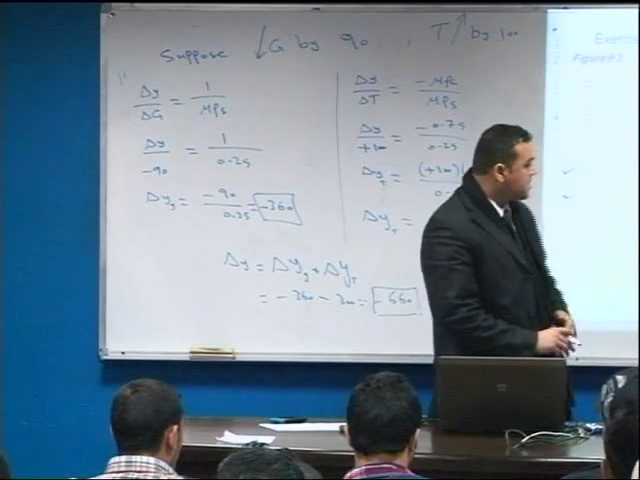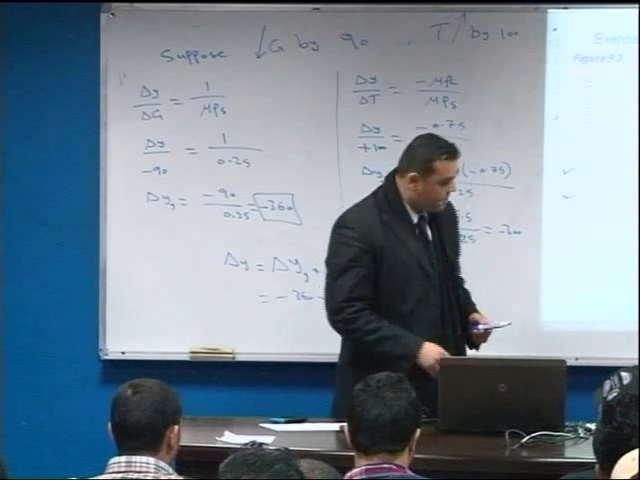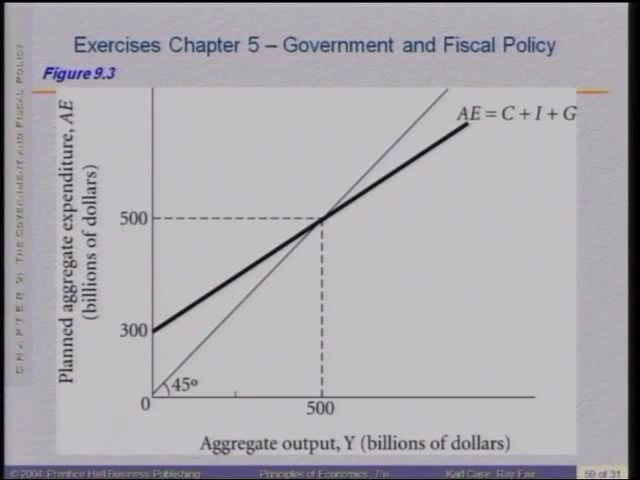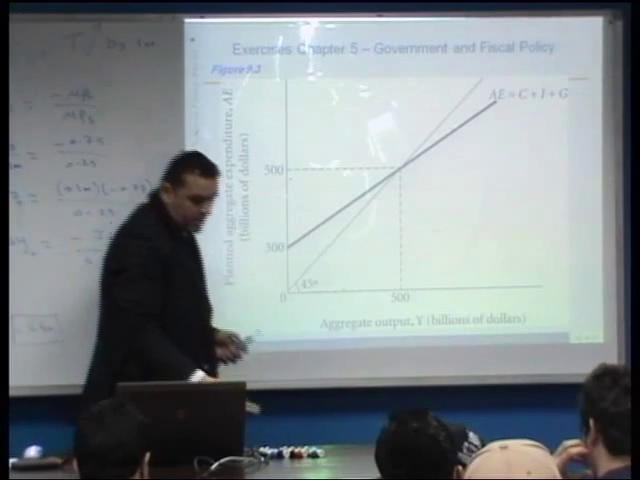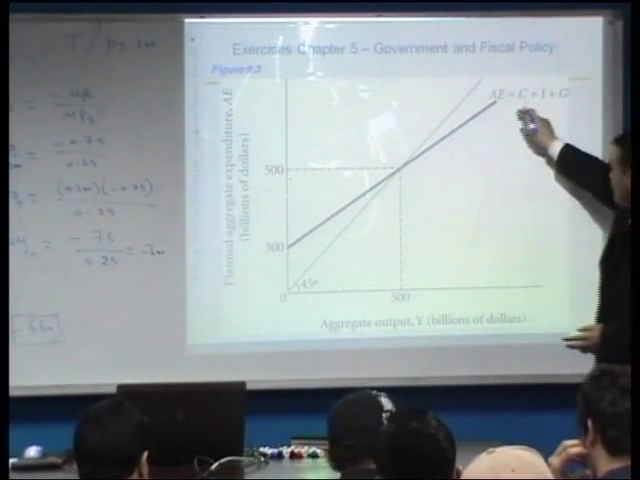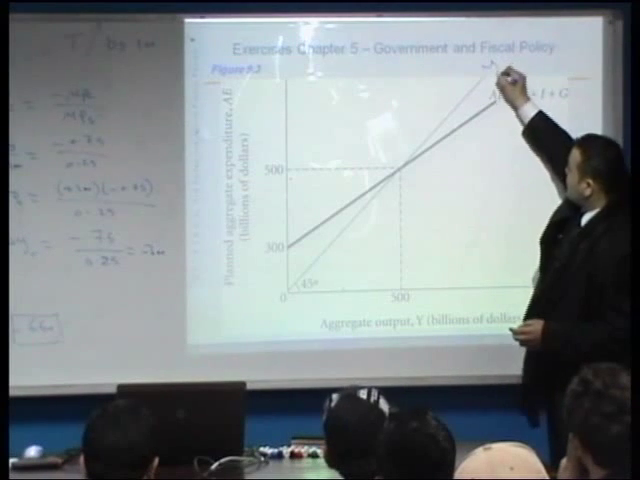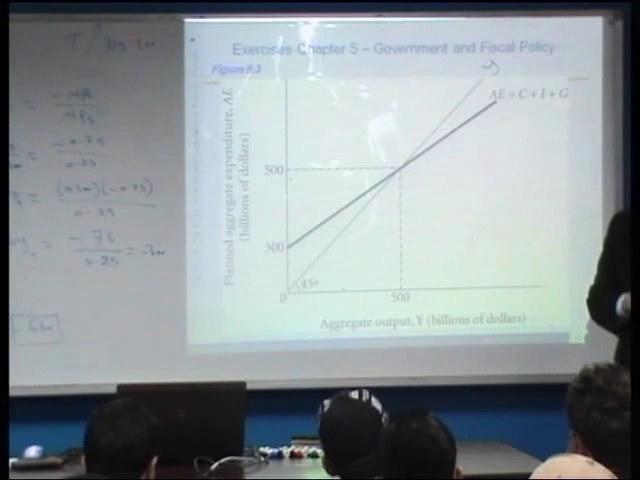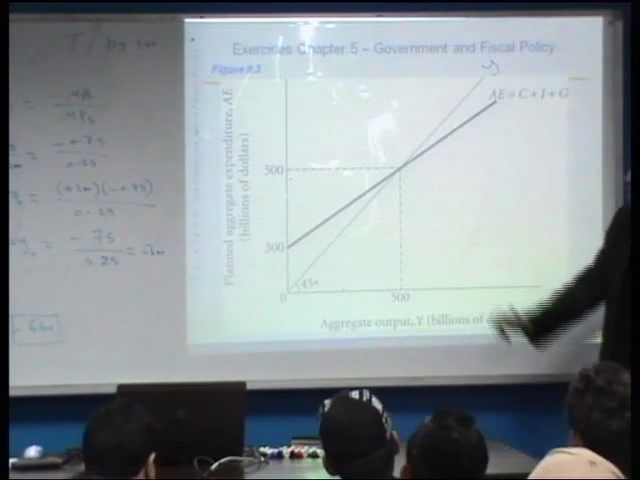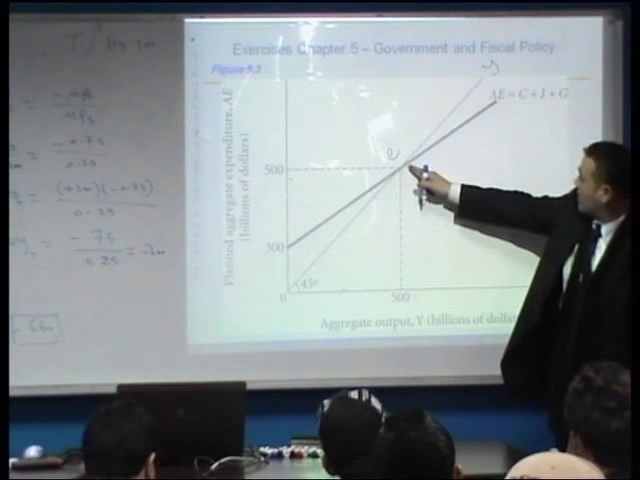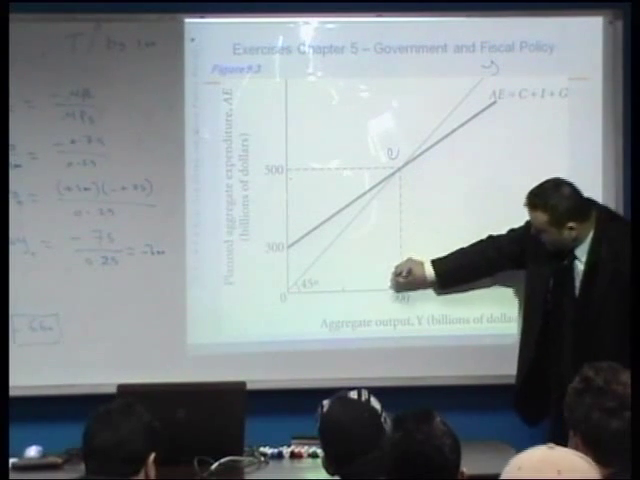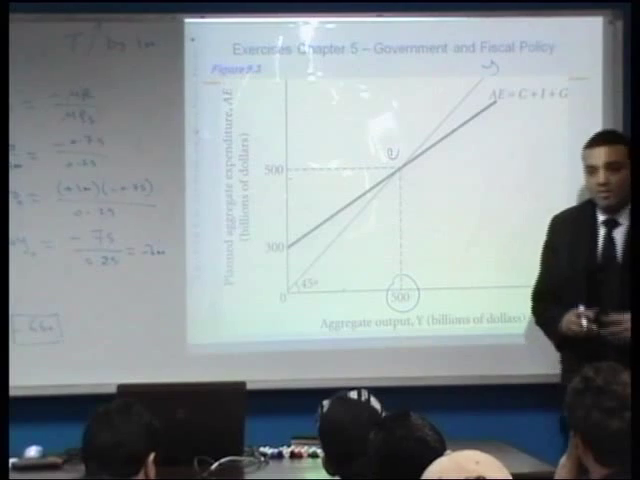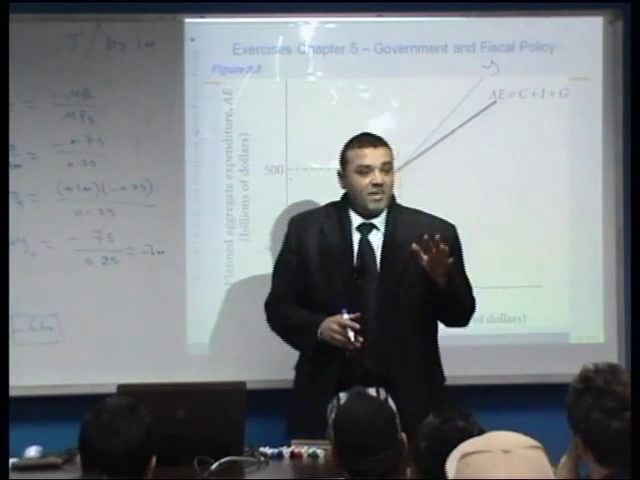Okay, let's go to this diagram or figure, and let's go to the following exercises. As you see in this figure, this is the aggregate expenditure function, and this is the aggregate income or aggregate output. Where is the equilibrium? How much is the equilibrium level of income? Exactly, when there is an intersection between Y and aggregate expenditure. In this case, the equilibrium level of income is $500 million.